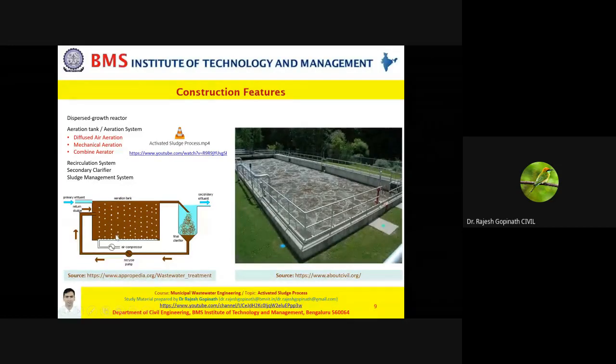Since it's a type of suspended growth process, you will have a reactor in which the microorganisms, the biological forms, are kept in suspension, which means you need to have a dispersed growth reactor. Most of the time this dispersed growth reactor is an aeration tank, an aeration system. There are three different types which I'll discuss later: mechanical aeration, diffused aeration, and combined aeration. Apart from your aeration system, what else is there? You have a secondary clarifier.